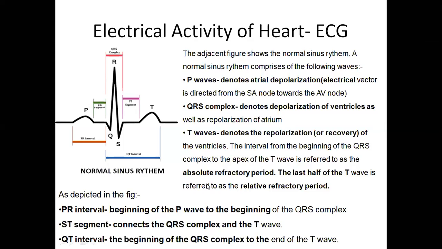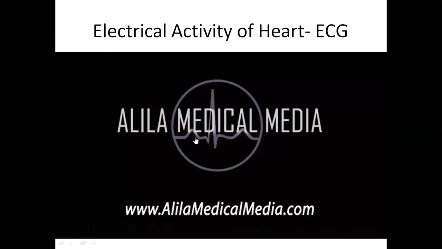So this PR interval is nothing but the beginning of the P wave to the beginning of the QRS complex. And ST segment is the connecting part between the QRS complex and the T wave. And QT interval is from the beginning of the QRS complex to the end of the T wave. Okay. Now you can see how the SA node generates the pulse to activate the heart function. Okay.